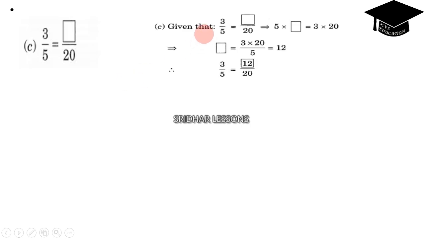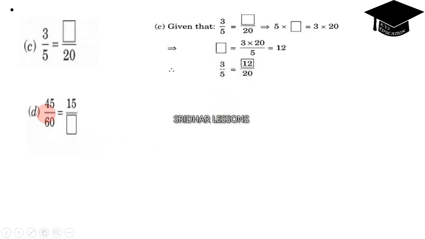Next problem, 3 by 5 is equal to blank by 20. Given that 3 by 5 is equal to blank by 20, cross multiply. 3 into 20 is equal to 5 into blank. So 5 into blank is equal to 3 into 20. Blank kept here and 3 into 20 by 5. 5 cancels 20 four times. This is equal to 12. Therefore, 3 by 5 is equal to 12 by 20.